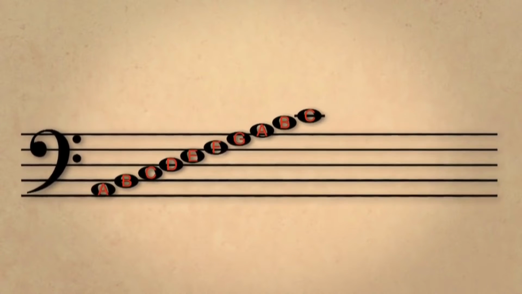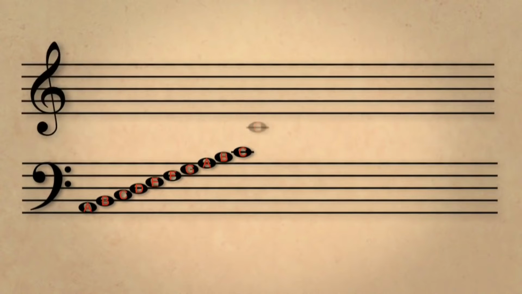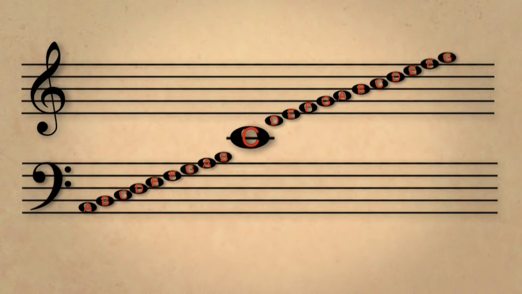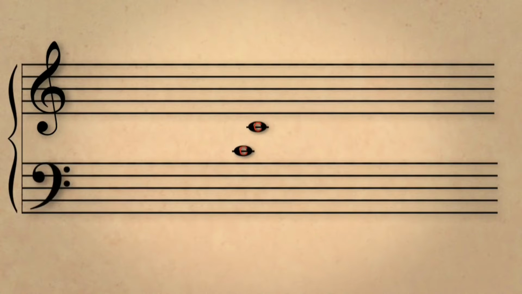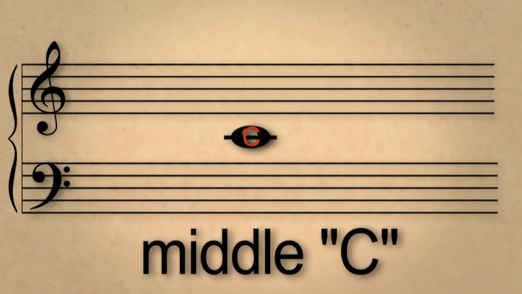Now let's put the treble and bass clefs together with the treble clef above the bass clef. The first ledger line C above the bass clef and the first ledger line C below the treble clef are the same note. Putting these 2 clefs together creates the grand staff, and the C that we just wrote with 1 ledger line above the bass clef and 1 ledger line below the treble clef is called middle C.